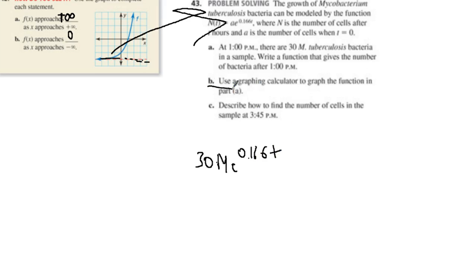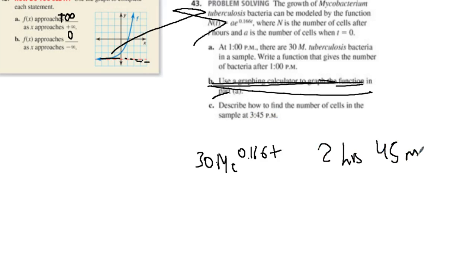Use a graphing calculator. No, we're not doing that. Describe how to find the number of cells in the sample at 3:45 p.m. In order to find that, t is the number of hours after the cells are in the sample. So the number of hours after the cells are in the sample is 1 p.m. to 3:45 p.m., which is 2 hours and 45 minutes. And 45 minutes is 3/4 of an hour, so it's 2.75 hours.